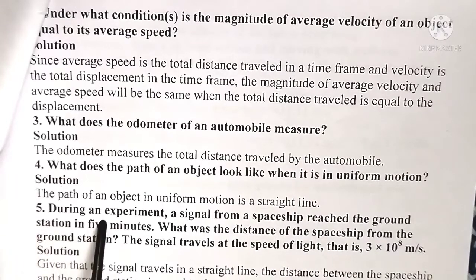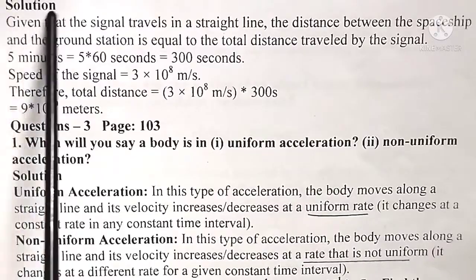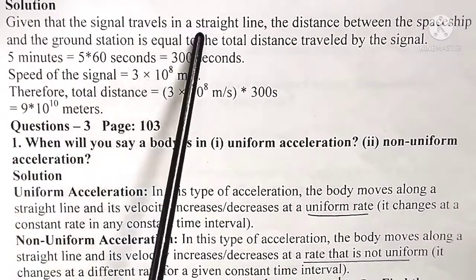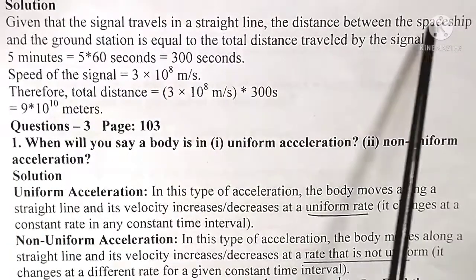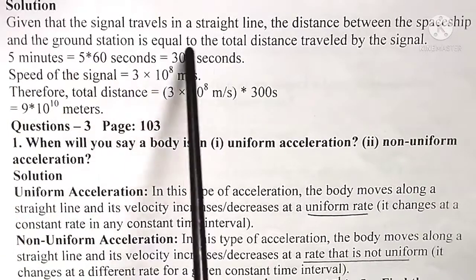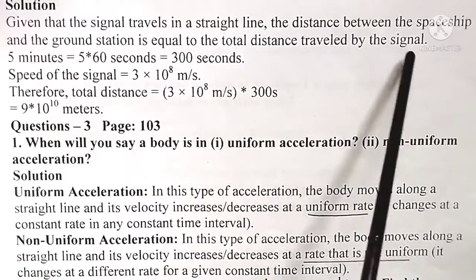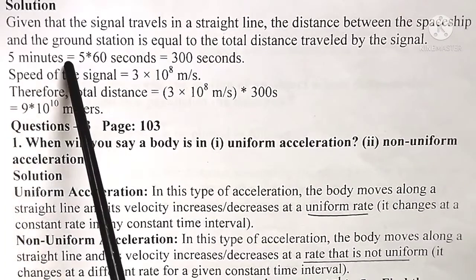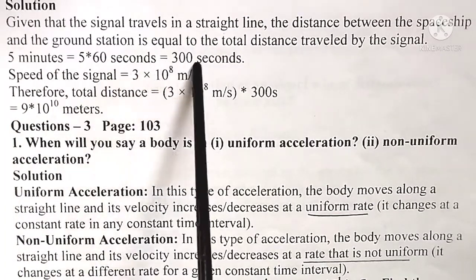Fifth one, during an experiment, a signal from a spaceship reached the ground station in 5 minutes. What was the distance of the spaceship from the ground station? The signal travels at the speed of light, that is 3 into 10 to the power of 8 meter per second. Solution. Given that the signal travels in a straight line, the distance between the spaceship and the ground station is equal to the total distance traveled by the signal. 5 minutes is equal to 5 into 60 seconds, that is 300 seconds.